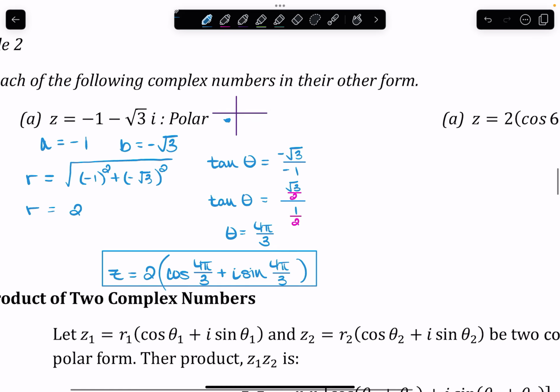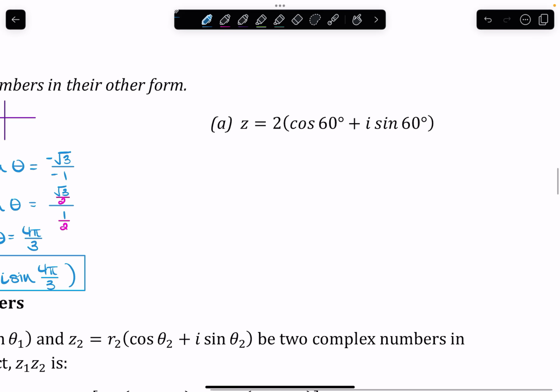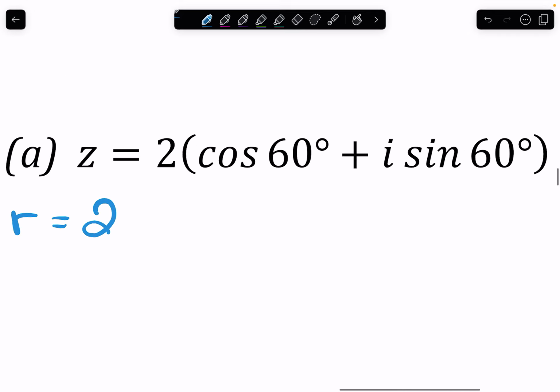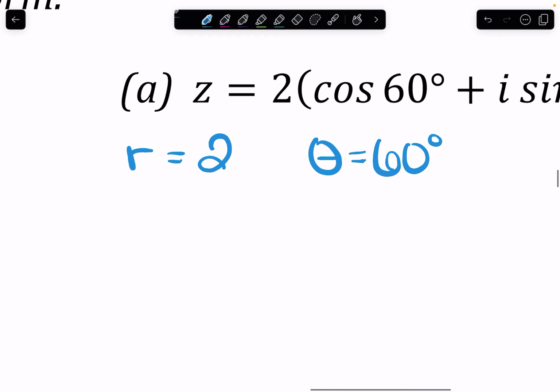Okay. Reversing it. So now we're given the polar form, so we're going to go backwards to the rectangular form. First, it's helpful to identify the radius r and the angle theta. Our radius here is 2. Our angle theta is 60 degrees. We need to find a and b.